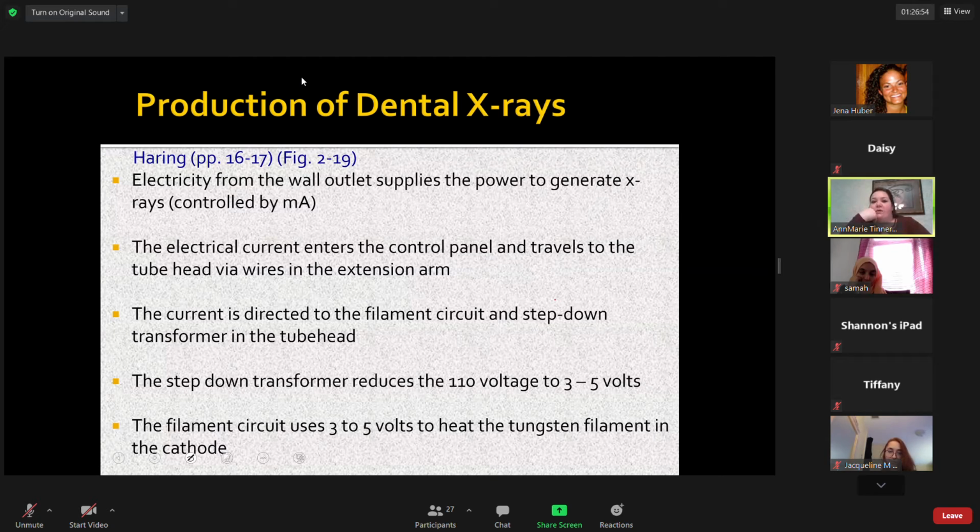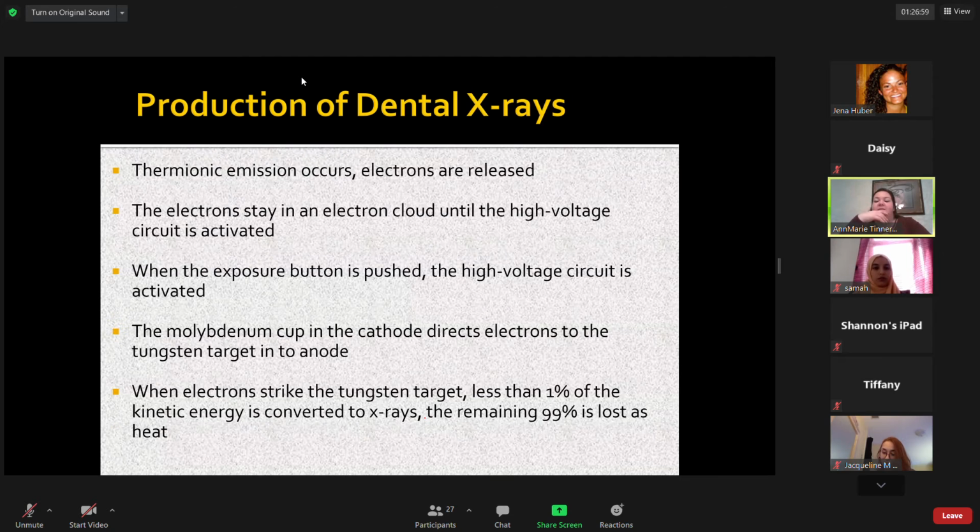All right, at this point you have heated up your tungsten filament, and thermionic emission is going to occur. Thermionic emission is what? The boiling off of electrons. Good. So electrons are being released; you're getting the boiling off of electrons and that electron cloud. Your electrons stay within that electron cloud until the high voltage circuit is activated.